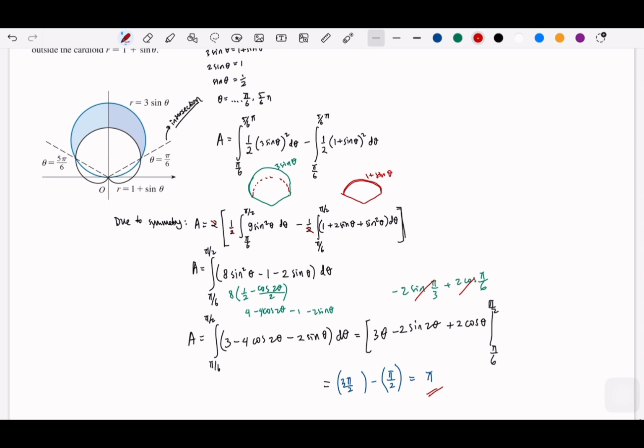I hope you are able to integrate this. I mean, individually. I hope. So the idea is the trigonometric integration for cosine, sine, and then the double angle formula to help. And mostly that is our calculation in integration for the polar. Mostly that is the calculation.